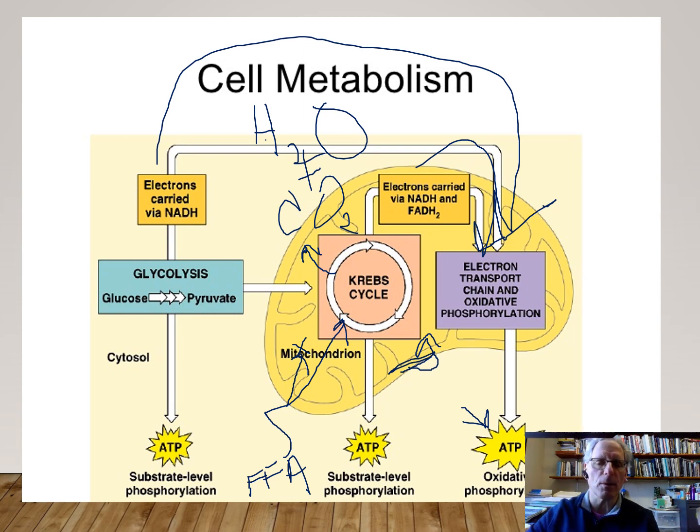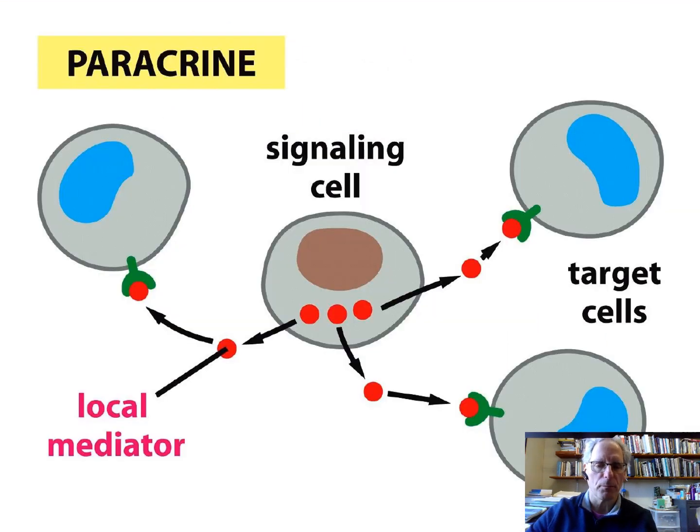Amino acids will enter either glycolysis or they'll enter the Krebs cycle. Regardless of where you enter, you still make high energy electrons that go to the electron transport chain. All metabolic roads lead to Rome, so to speak.